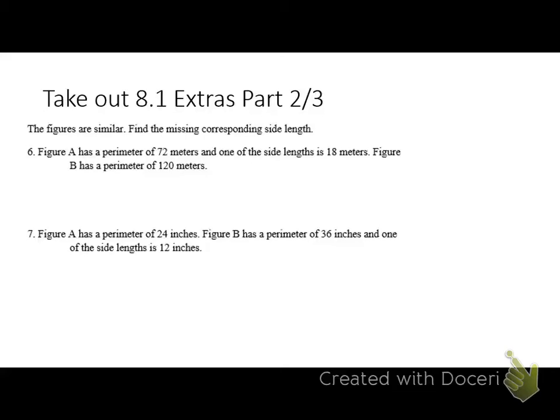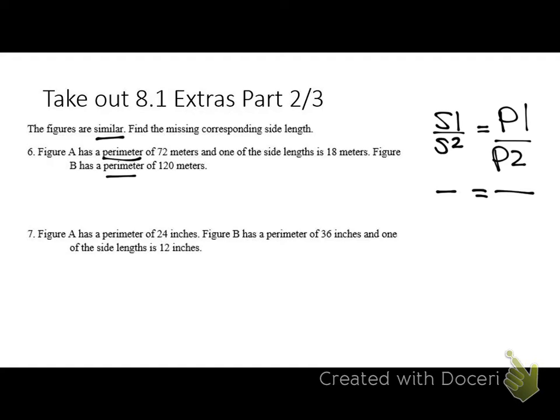All right, the figures are similar. Find the missing corresponding side length. Figure A has a perimeter of 72 meters, and one of the side lengths is 18 meters. Figure B has a perimeter of 120 meters. So we've got similar figures, and we're dealing with perimeter, so we're going to use the perimeter formula. The sides are proportional to the perimeters.